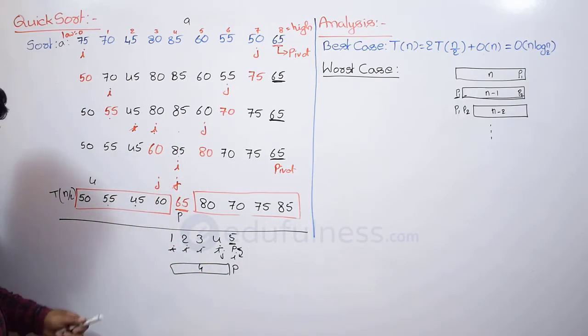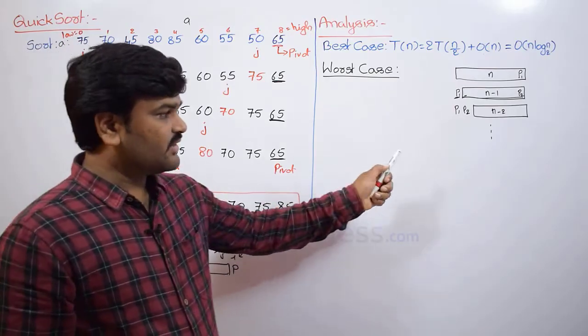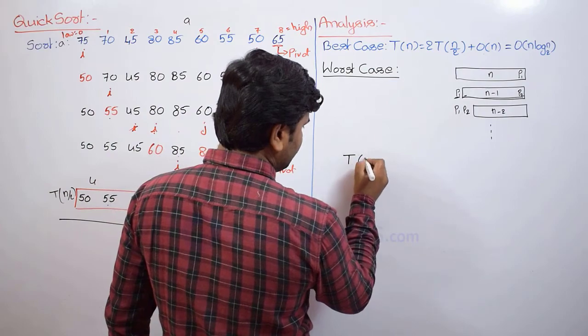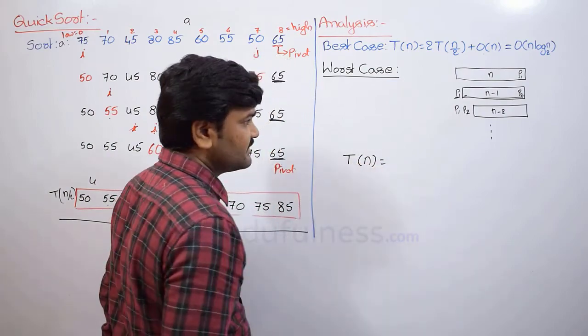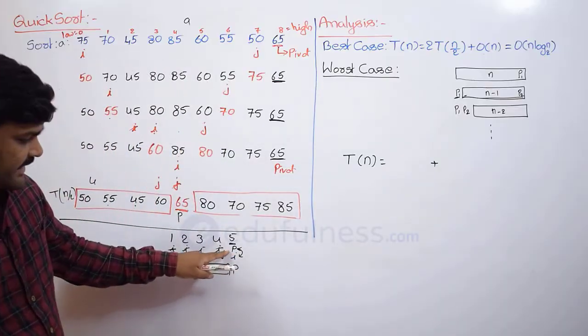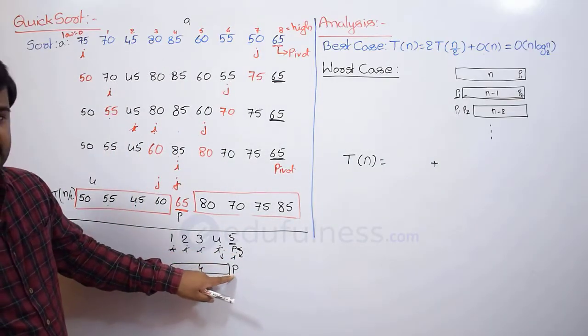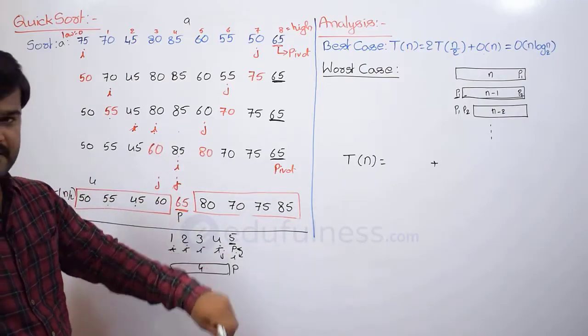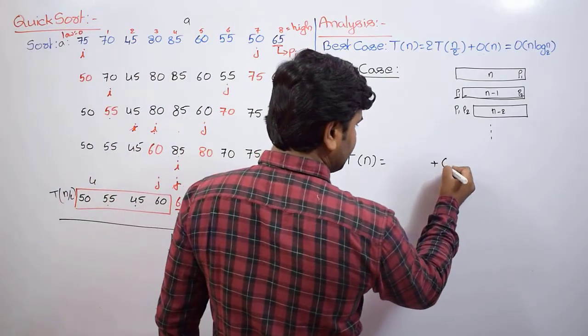Is it clear? So in this case, how are you going to solve? Let us take this one, T of n equal to what actually? So here, for placing the pivot element in its proper position, whether it is best case or worst case, of course it will take big O of n. So let us note that down, big O of n.